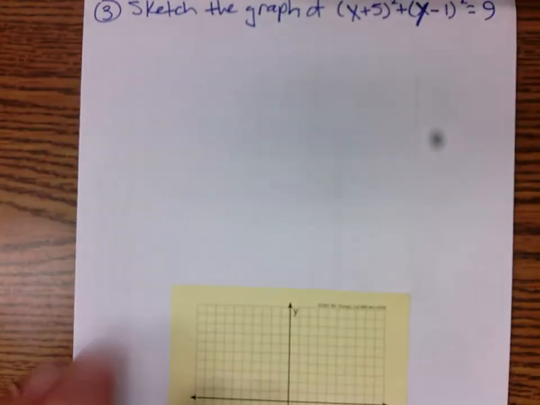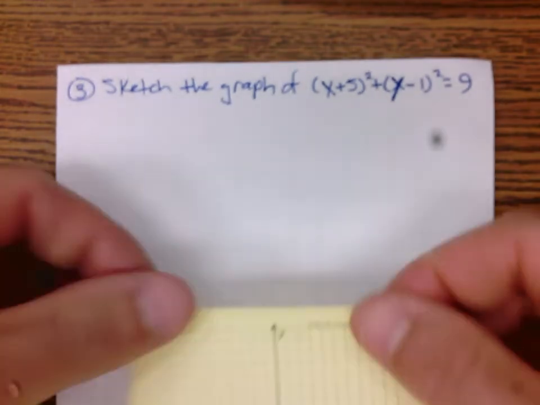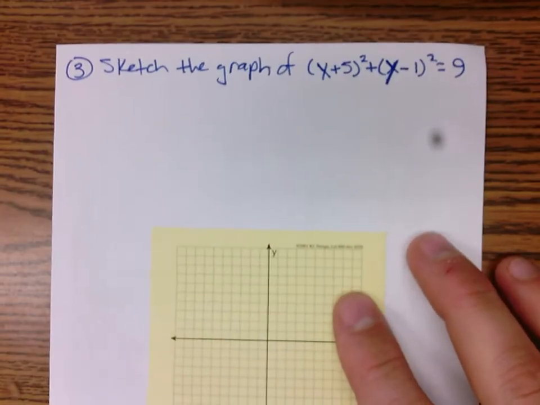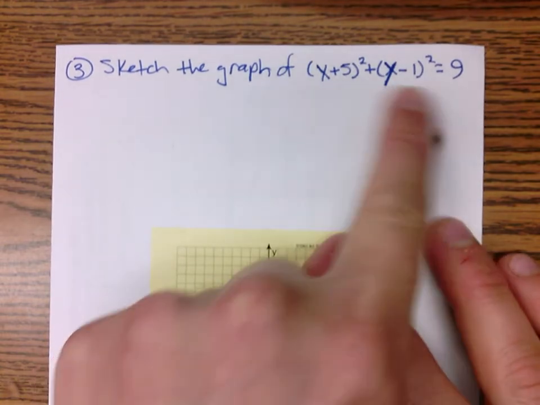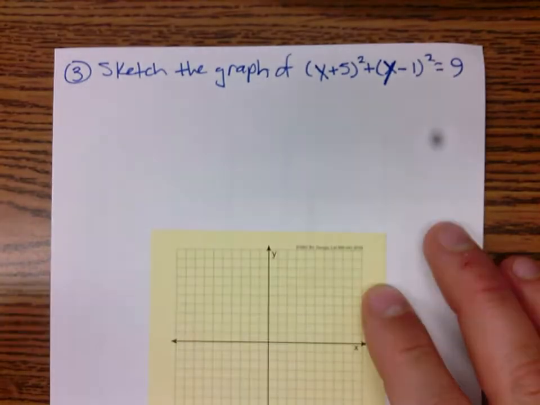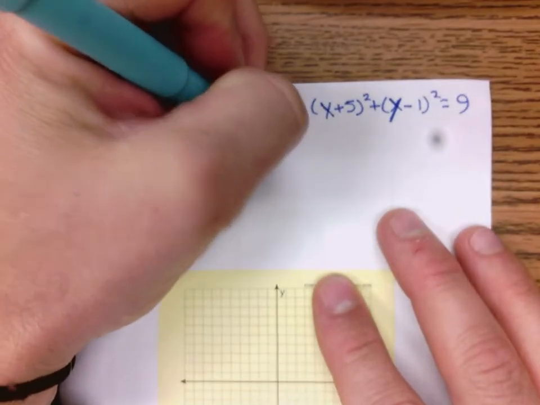Let's look at another one that's based off of familiar ones. In fact, I don't think I'm going to need that much space, so I'm going to move my graph up here. Sketch the graph of, this is kind of complicated looking, (x + 5)² + (y − 1)² = 9. I just want you to remember, try to identify the parent.